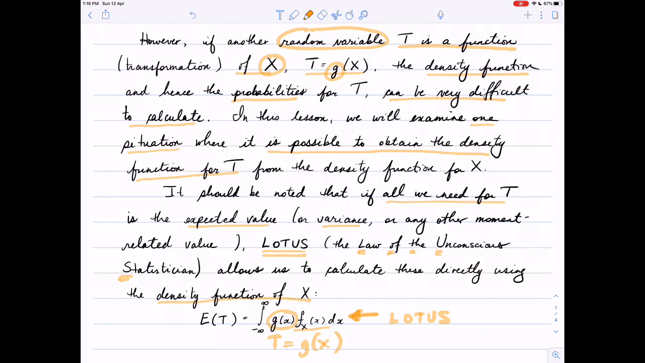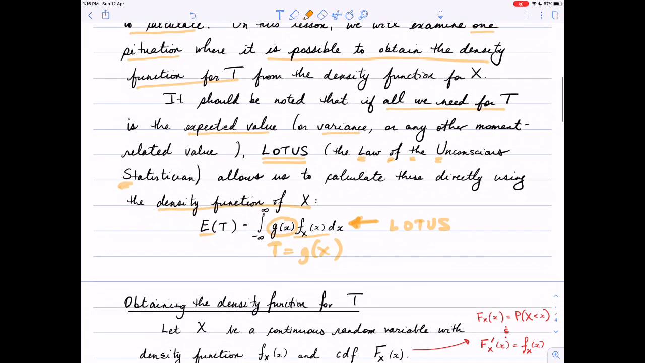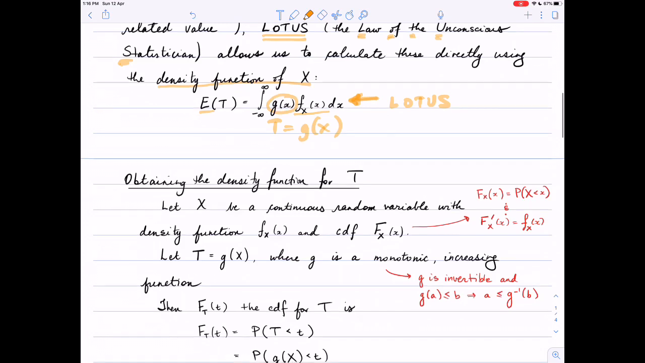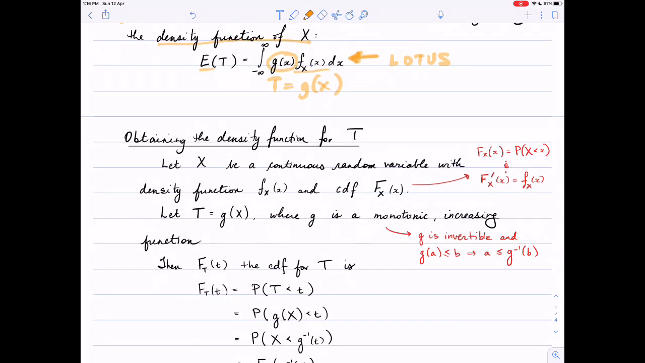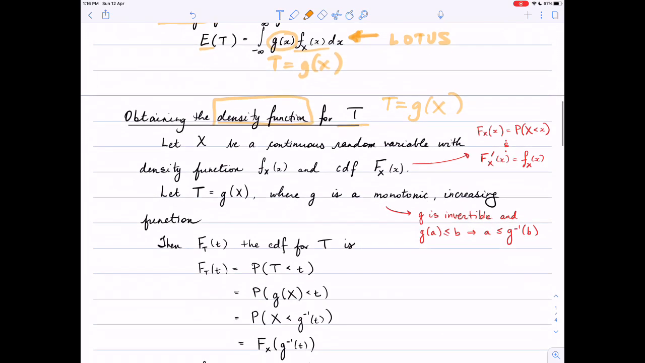You can calculate the expected value, but you cannot calculate probabilities. So that's in general. In one or a couple specific cases, it is possible. And so that's what we're going to look at now. How does one go about obtaining the density function for t if we know that t is a function of a random variable x, and we know the information for x? So let's look at this situation.